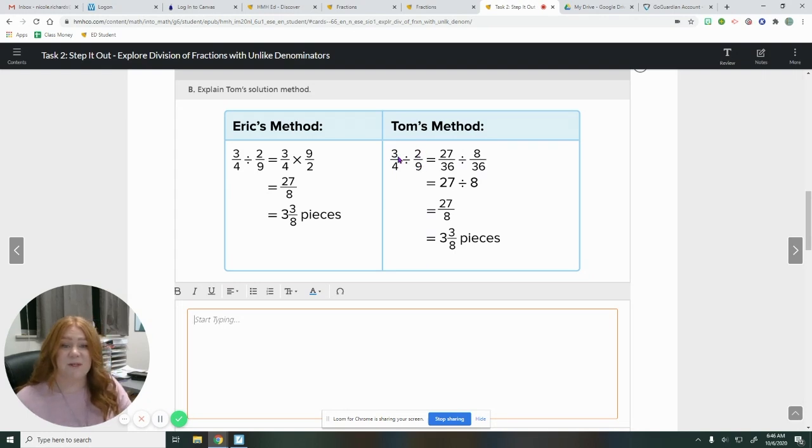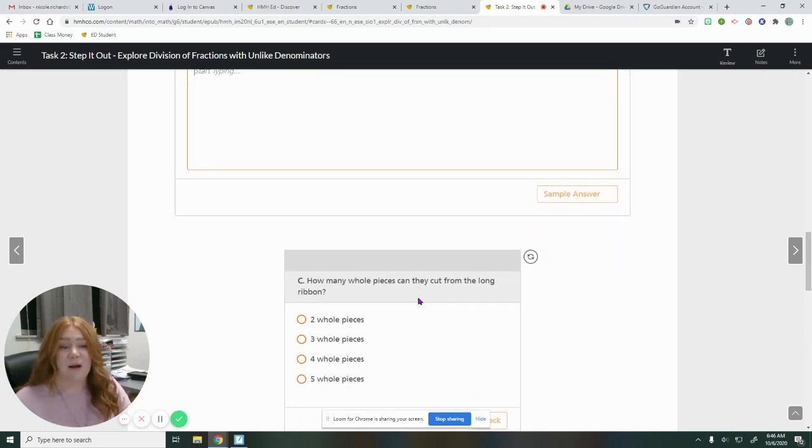So tell me this first part, what is 3/4 divided by 2/9? Where did that come from? Where did this second part come from? Where did this come from? So each step, just tell me step by step, what did he do to solve that problem?